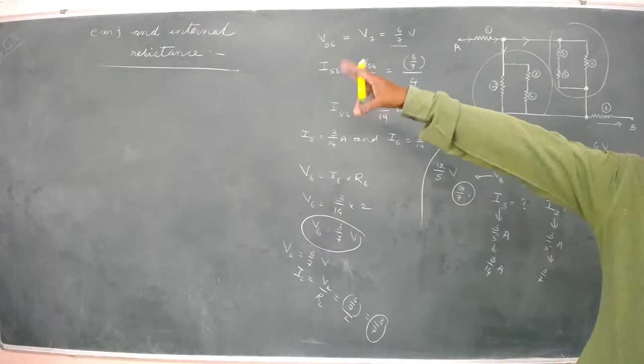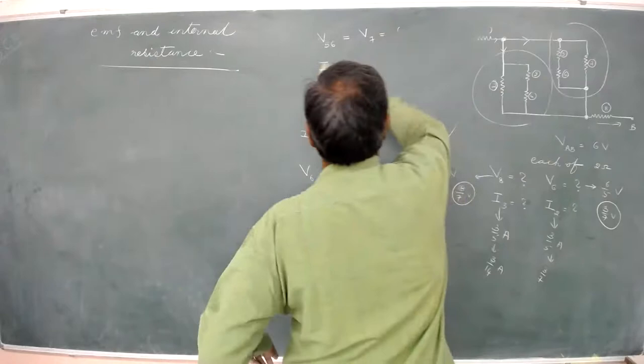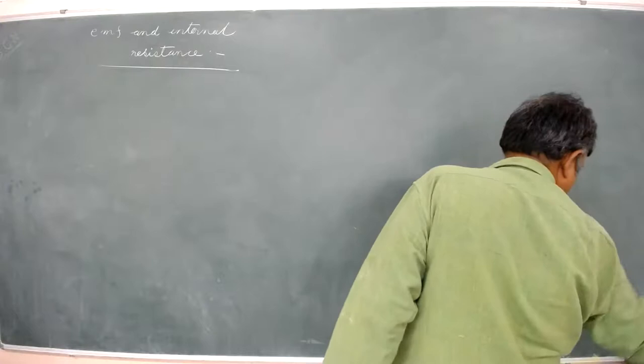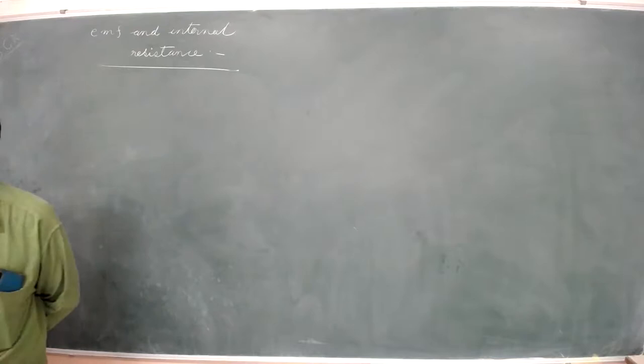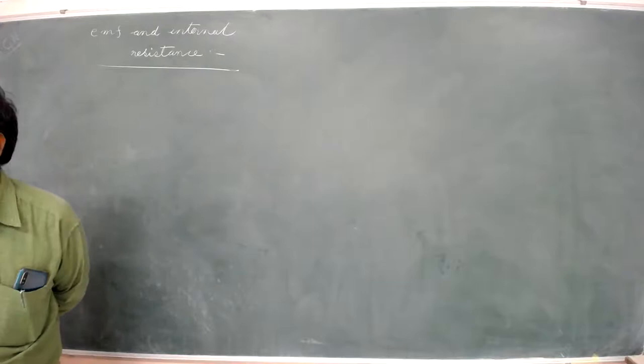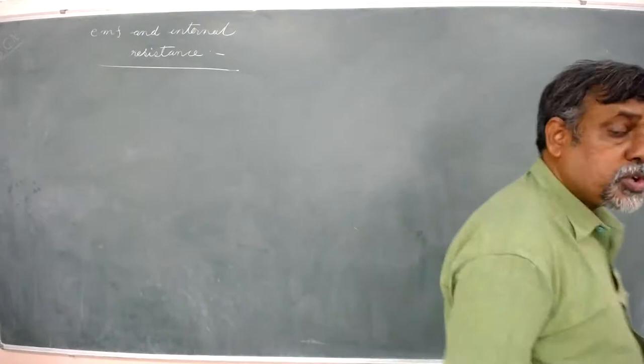What do you mean by electromotive force? Have an idea? Sachin. Good, very good. That is the work done in bringing an electron from positive to negative. But the conventional definition always depends upon positive charges. That is the work done in bringing the unit positive charge from lower potential point to higher potential point, that means from the negative pole to the positive pole. So that is taken as electromotive force.